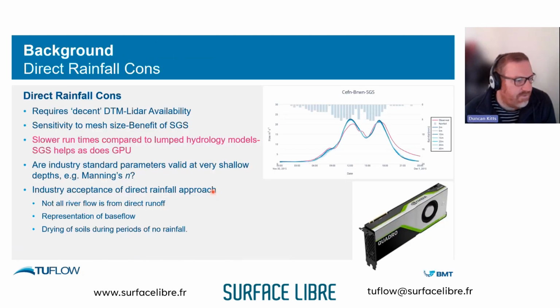In terms of slower run times compared to lumped hydrology models, yeah, that's going to be the case. Those lumped hydrology models have been set up for speed, and there's a whole host of different parameters that they use, different fudges. But with GPU, subgrid sampling, and some of the functionality that exists within TUFLOW, that makes it much easier.